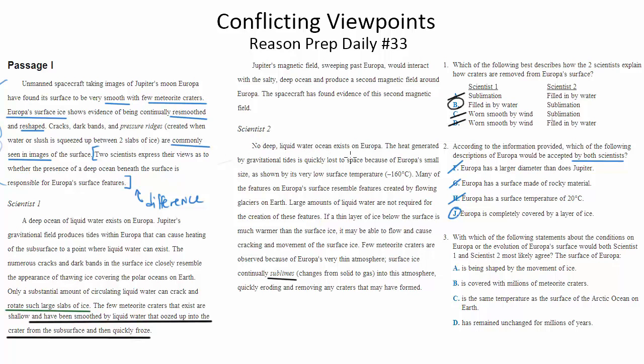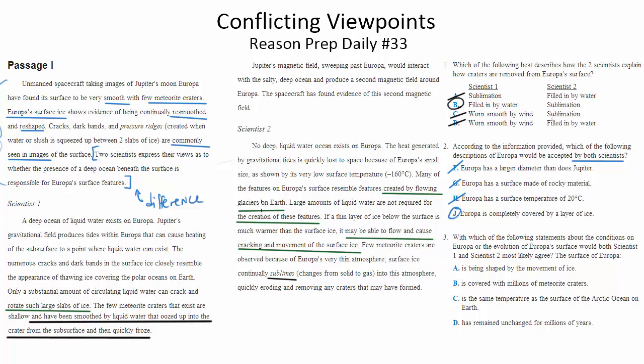No deep liquid water ocean exists on Europa. The heat generated by gravitational tides is quickly lost to space because of Europa's small size, as shown by its very low surface temperature. Many of the features on Europa's surface resemble features created by flowing glaciers on Earth. Large amounts of liquid water are not required for the creation of these features. If a thin layer of ice below the surface is much warmer than the surface ice, it may be able to flow and cause cracking and movement of the surface ice. Few meteorite craters are observed because of Europa's very thin atmosphere. Surface ice continually sublimes, changes from solid to gas, into this atmosphere, quickly eroding and removing any craters that may have formed.